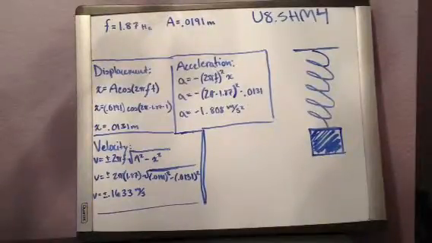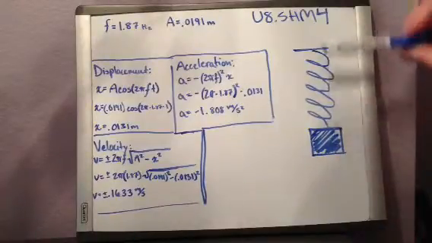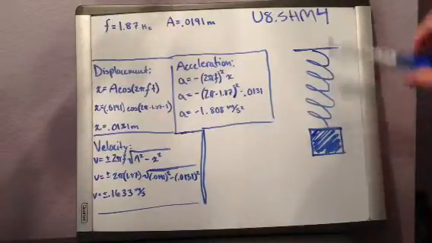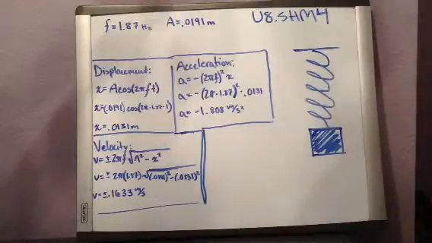Alright, this is Unit 8, Simple Harmonic Motion, Topic 4. For this topic, I will be calculating the displacement, the velocity, and the acceleration for a system experiencing simple harmonic motion. This is the system here. It's a mass spring system, and it's undergoing simple harmonic motion.